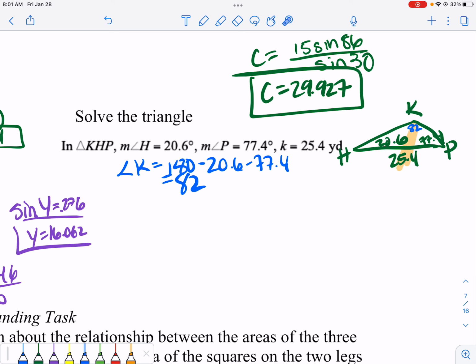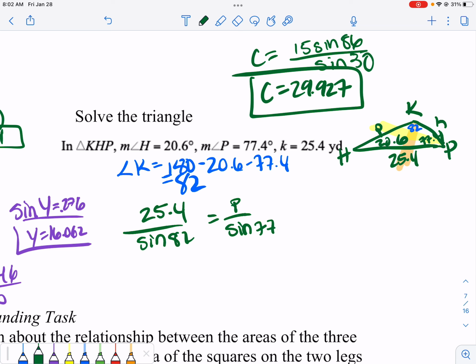So I'm just going to pick one of the sides. It doesn't matter. It's what we call arbitrary. There's no rhyme or reason behind why we picked which one. So I'm going to pick side P first. So remember, this is side P, and this is side h, lowercase h, because it's across from the angle H. So I picked P. So we're going to do our ratios of the side, so the 25.4 over the sine of the angle, so sine 82 equals P over sine P, which is 77.4.